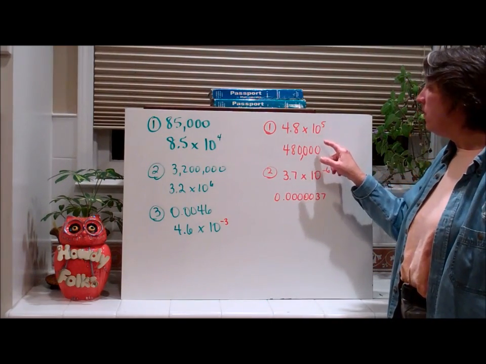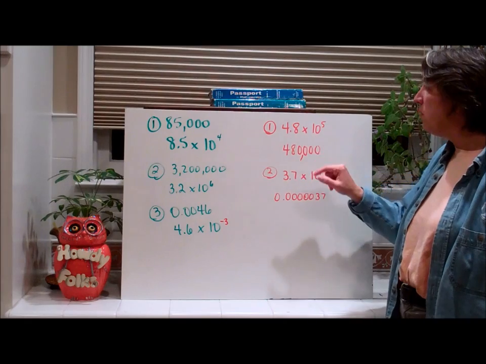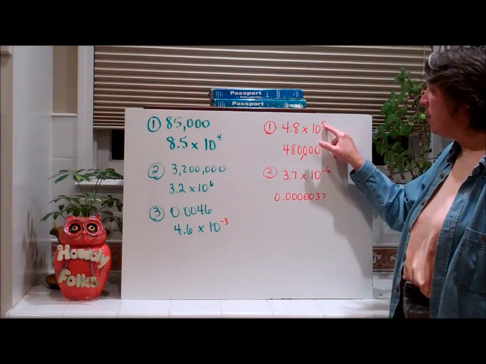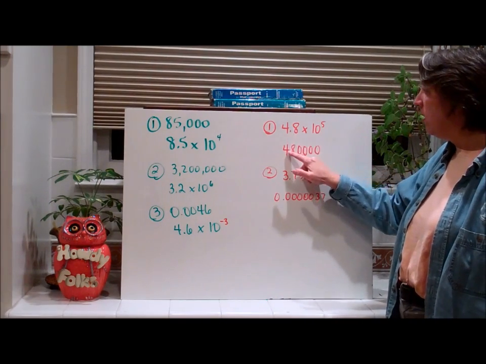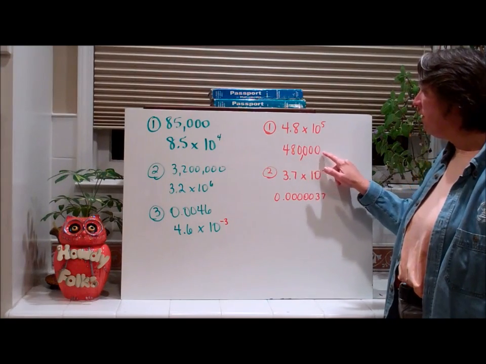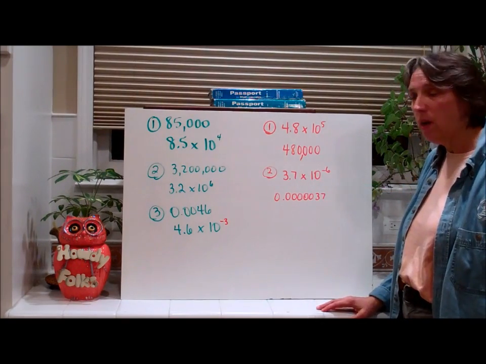4.8 times 10 to the 5th. We move the decimal 5 places because the exponent tells us to move it. So we move it 1, 2, 3, 4, 5. So the answer is 480,000.